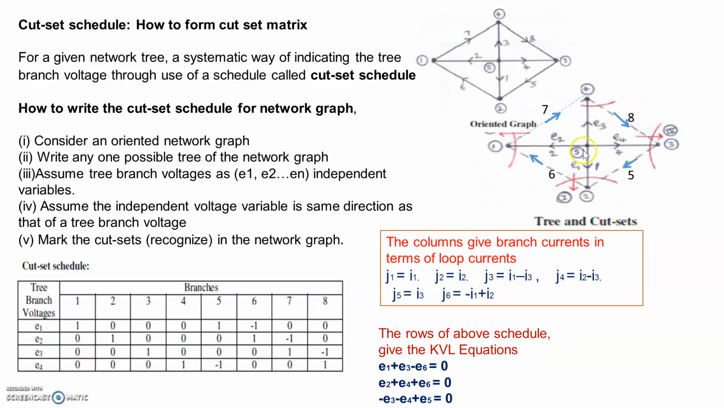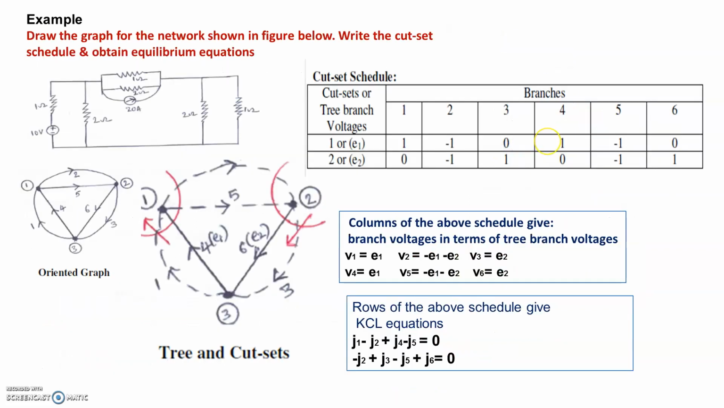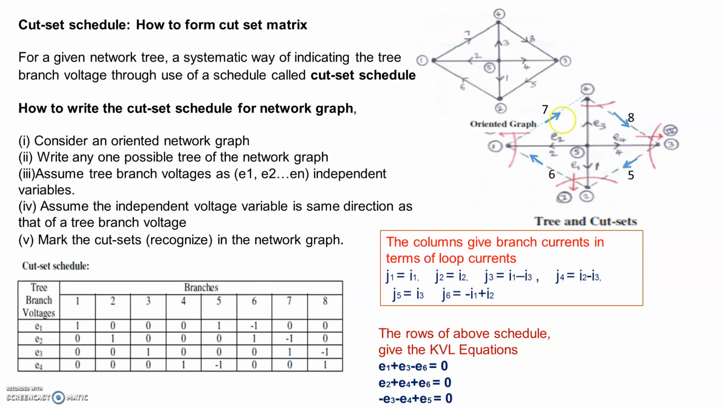At the fifth node, 4 tree branches are connected, so it cannot be a tie set. Okay, so we find it again. Once again you observe here at node 1, E2 is a tree branch voltage connected, at node 3 E4 is connected, at this node this is connected, at this node it is connected.